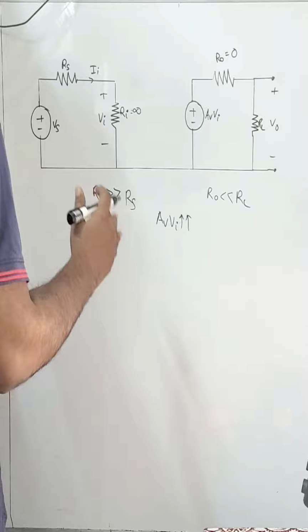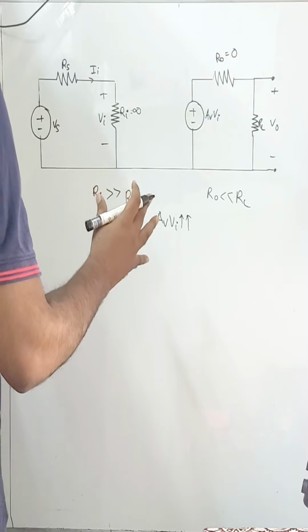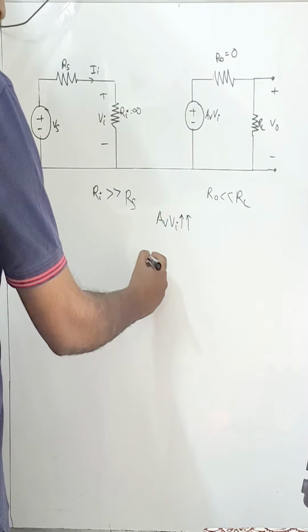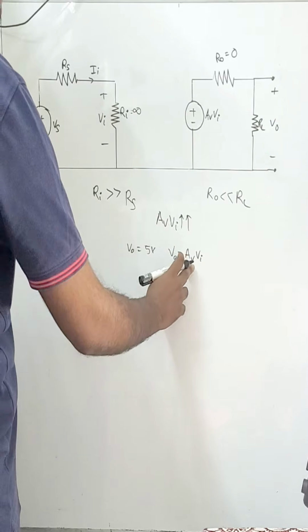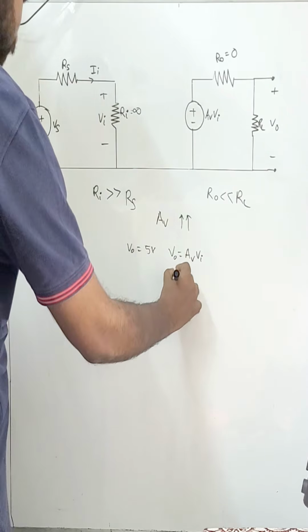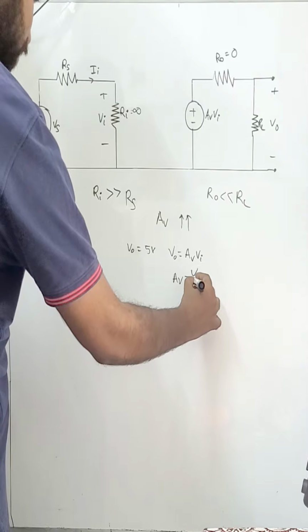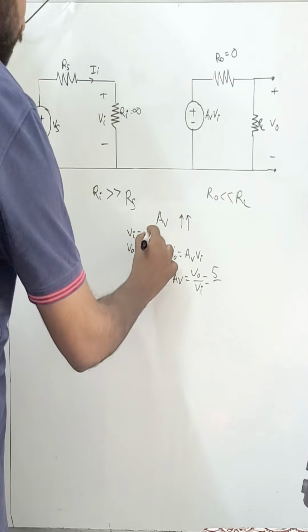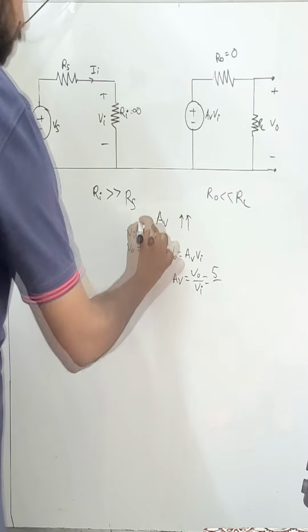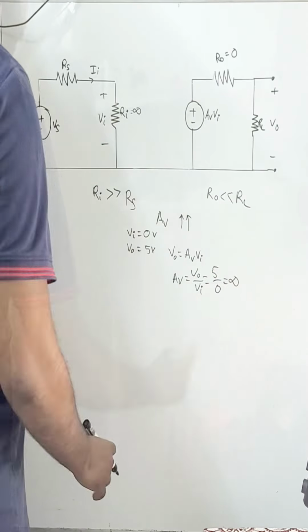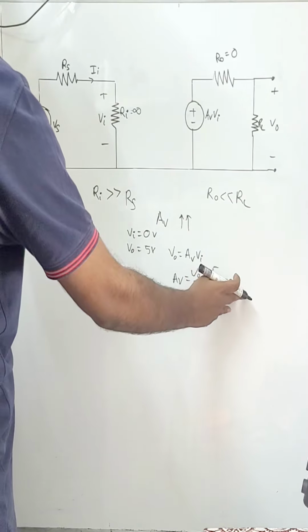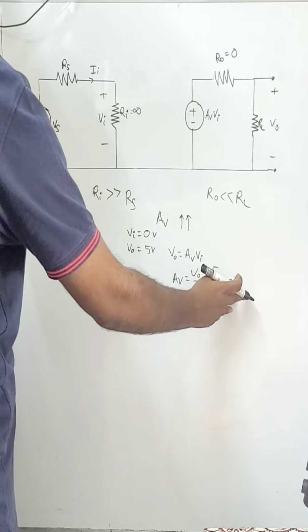For any system, why do we need infinite gain? We want finite output with any input. For example, we have output voltage 5 volts. So V0 is the product of internal gain and input voltage. So AV is the ratio of output voltage to input voltage. If we are not giving any input voltage, that is 0 volts, 5 upon 0, 5 by 0 is infinity. That means for any system, if gain is infinity, there will be output without any input.